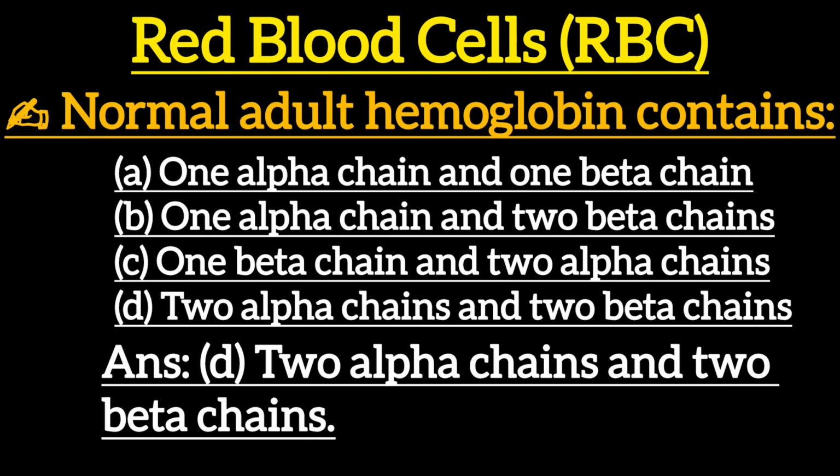Next one is normal adult hemoglobin contains option A 1 alpha chain and 1 beta chain, option B 1 alpha chain and 2 beta chains, option C 1 beta chain and 2 alpha chains, option D 2 alpha chains and 2 beta chains. Correct answer is option D 2 alpha chains and 2 beta chains.